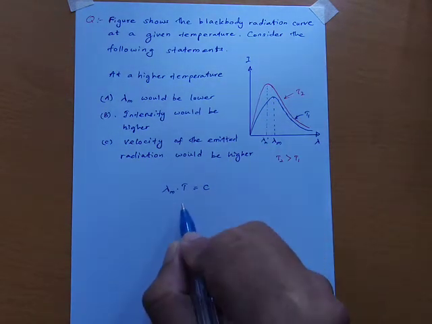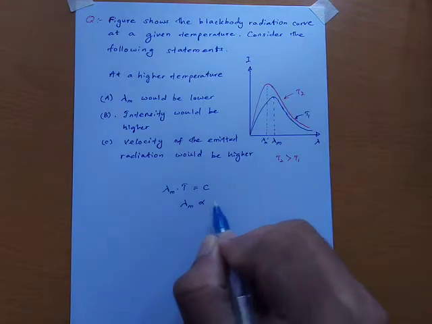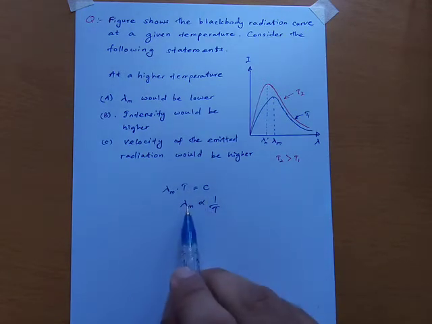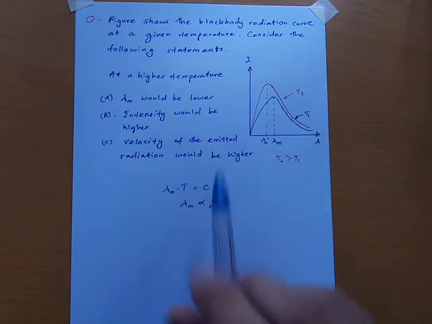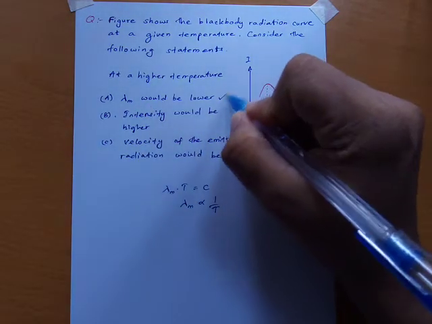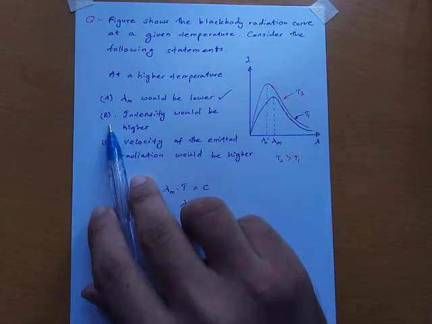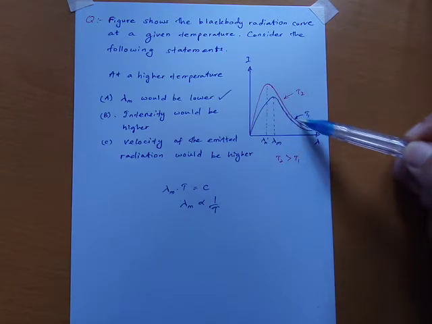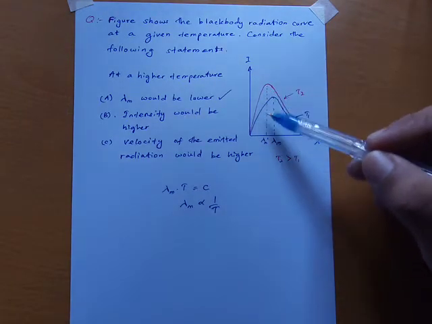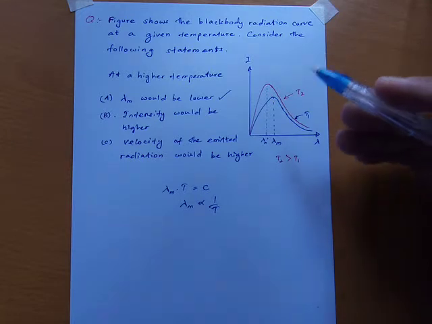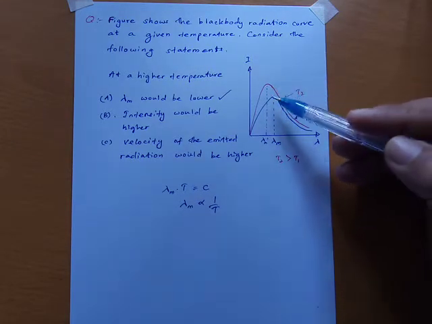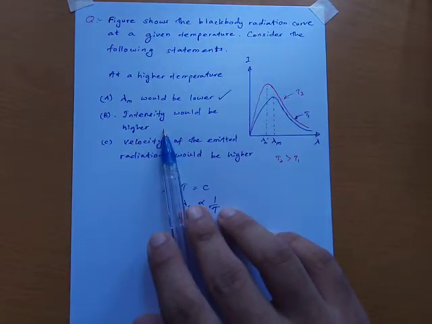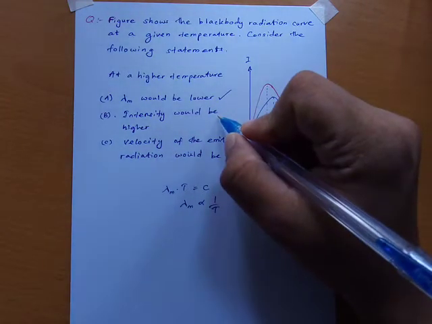From this formula we can see that lambda m is proportional to 1 over T. So as the temperature increases, lambda m decreases. So the statement that lambda m would be lower is true. The second statement is that intensity would be higher. As we can see, the intensity is higher, so it covers a larger area, and the radiation energy emitted per second is higher. So that is also true.